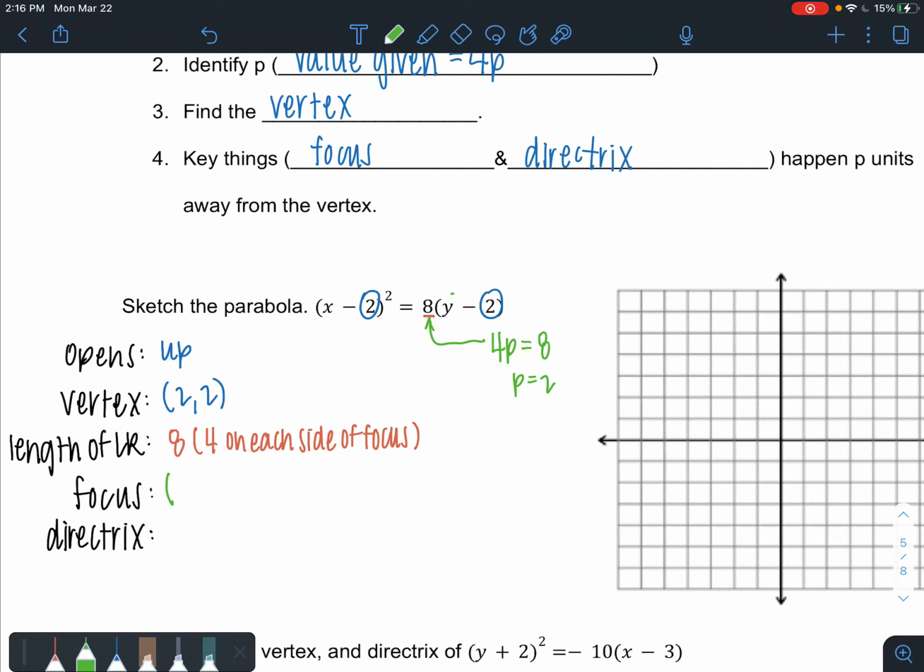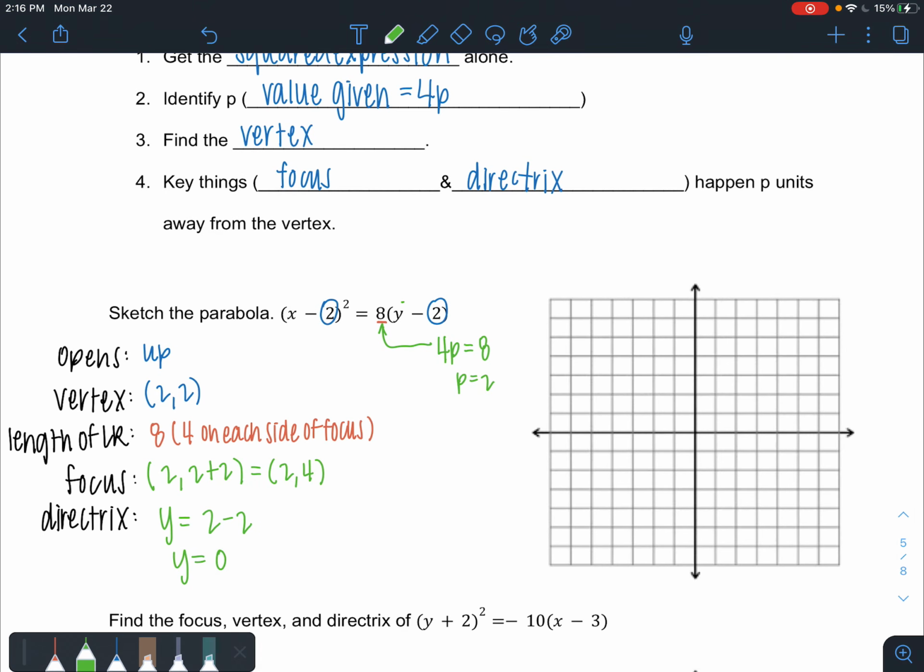So my focus is going to be on that axis of symmetry, (2, 2 plus 2), which is going to be (2, 4). And then the directrix is going to be y equals that y minus 2. So it's going to be y is equal to 0. So I'm going to graph y equals 0. That's not right. I should have done it this way. So there's the y equals 0 line. And then we have a vertex at (2, 2).